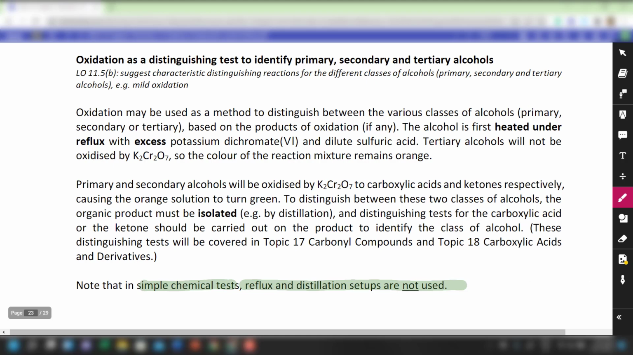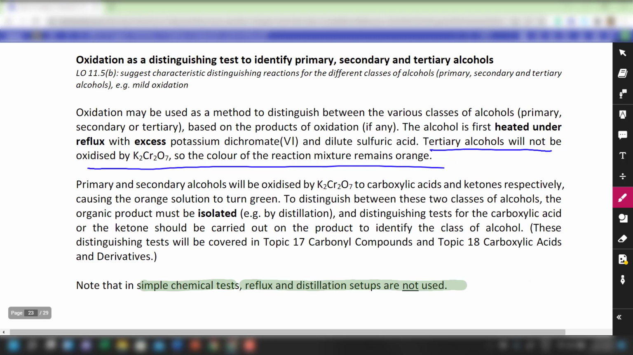But just off the top of my head, if I just want to talk about it super briefly, tertiary alcohol, because it doesn't contain any alpha hydrogen, will not be oxidized. For primary and secondary alcohols, primary alcohol will be oxidized all the way to carboxylic acid, whereas secondary alcohol will be oxidized to a ketone.